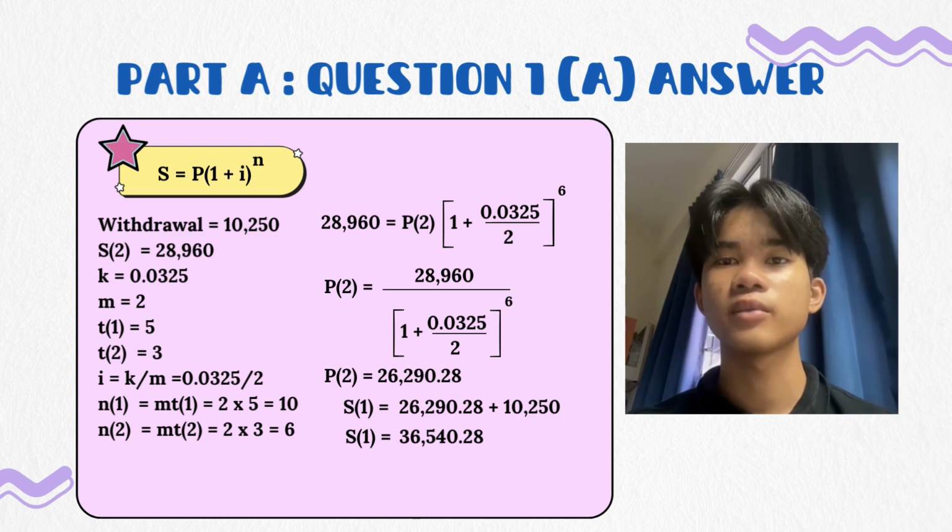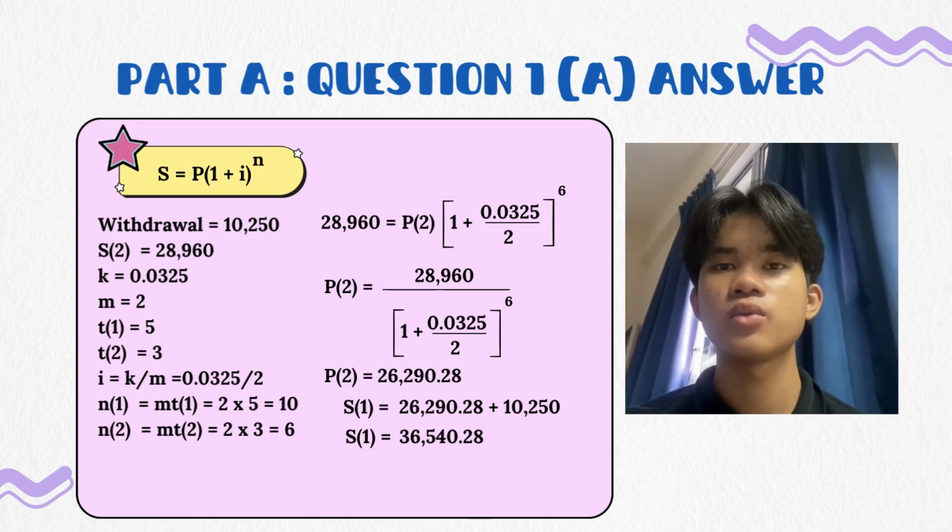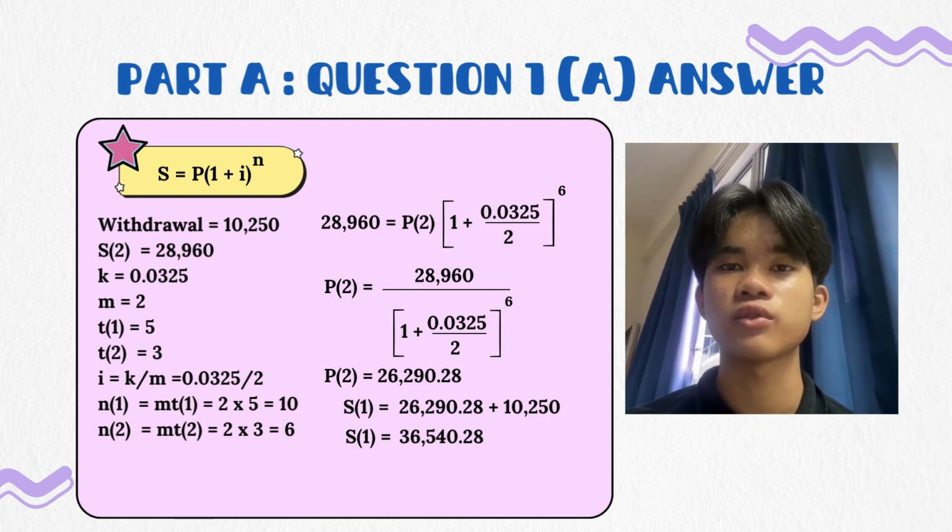There are 2 lengths of time given. One is until the RM10,250 was withdrawn, which is 5 years, and another is after the money was withdrawn, which is 3 years. Now we need to calculate the formula for the rate of interest compounded annually, I, and also the formula for the 2 numbers of years, N1 and N2. The formula for I is I equals K over M. Change the K to a decimal and we get I equals 0.0325 over 2.